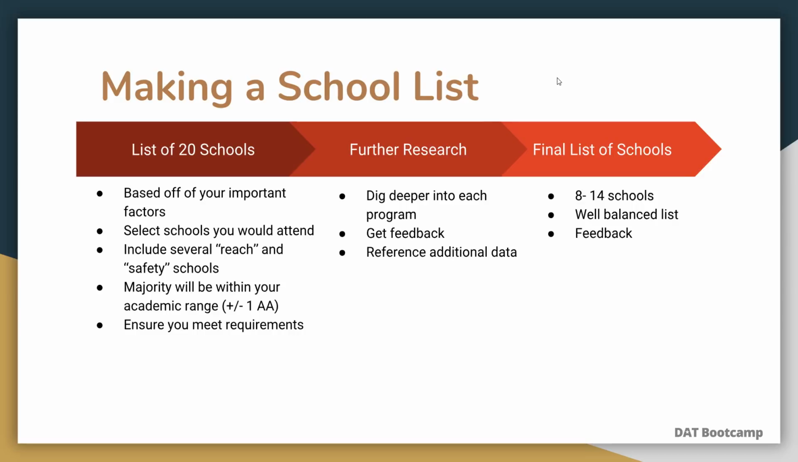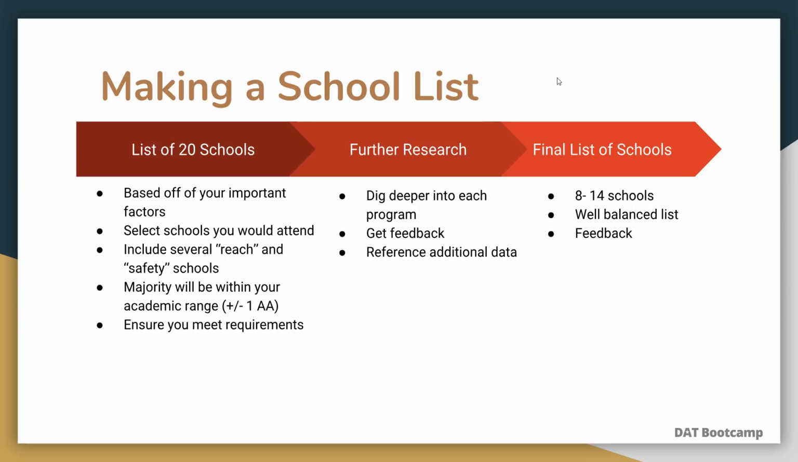And also ensure that you meet all the requirements. You don't want to be putting schools on the list if you don't meet, say, prerequisite requirements. If some schools require biochemistry and you haven't taken biochemistry, then obviously you're not going to be eligible to matriculate into that school, unless, of course, you take that prerequisite course in the future. So keep that in mind.